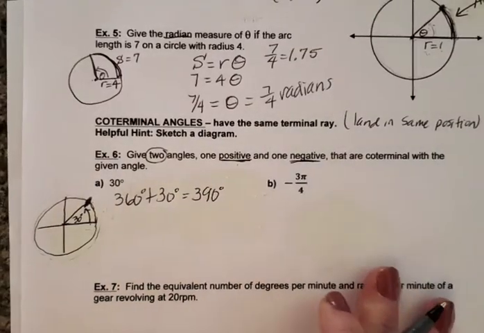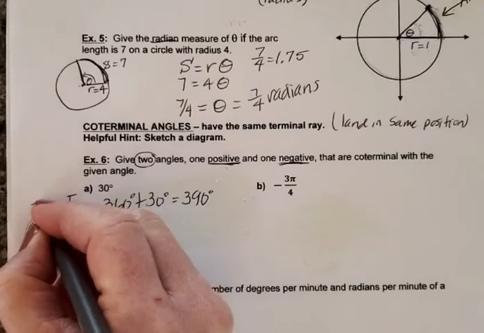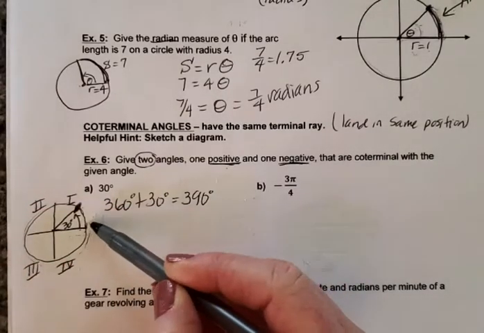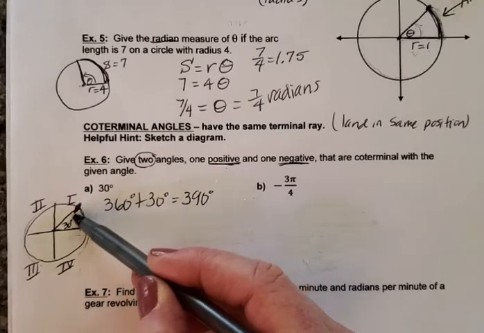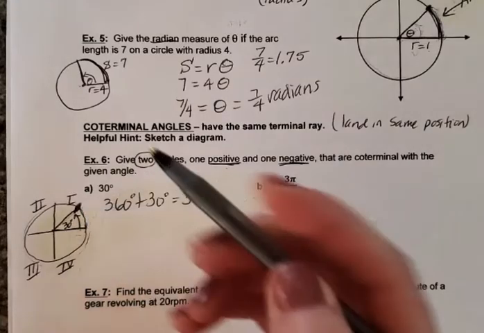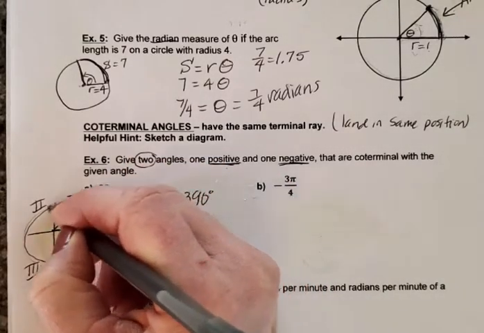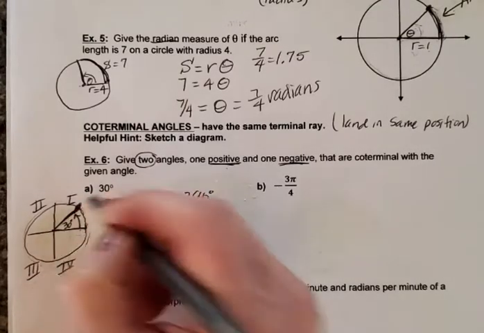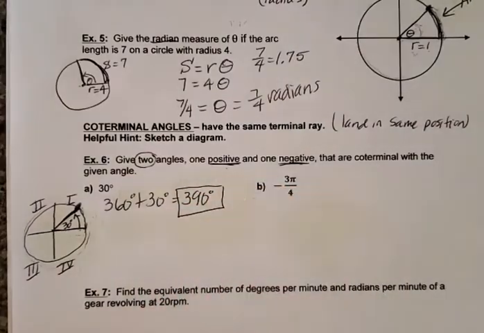Remember what quadrants we're in. Remember, this is quadrant 1, quadrant 2, quadrant 3, and quadrant 4. So a 30-degree rotation, if this is my initial ray right on the x-axis, is going to land me with the terminal ray right here. And that would give me a 30-degree rotation. Well, if I move 360 plus another 30 degrees, then the terminal ray is still in the same position. So 390 degrees is coterminal with a 30-degree rotation.